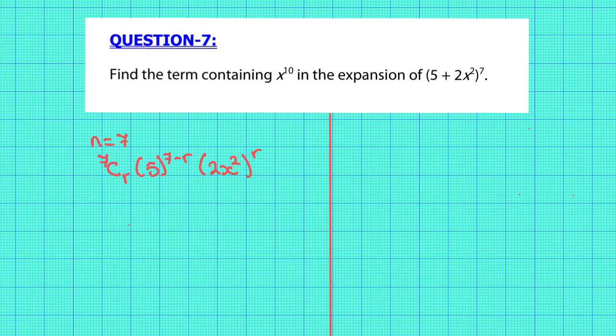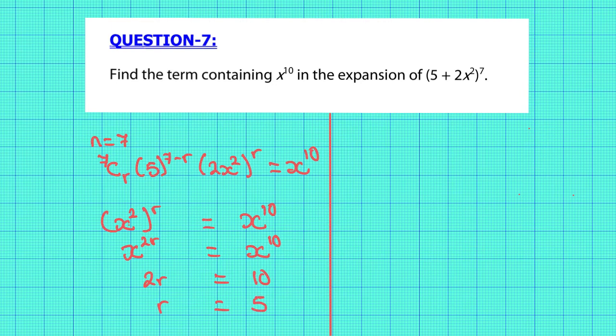That is equal to x to the power of 10. We can now solve for r. The only way to get x is x squared raised to r, which is equal to x to the power of 10. So x to the power of 2r is equal to x to the 10. 2r is equal to 10. r is equal to 5.